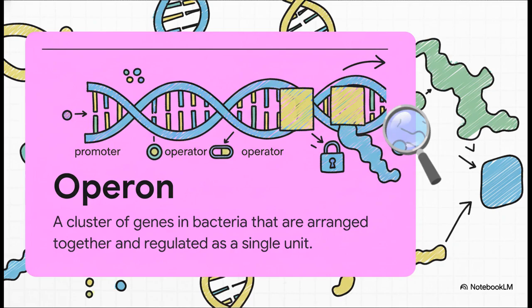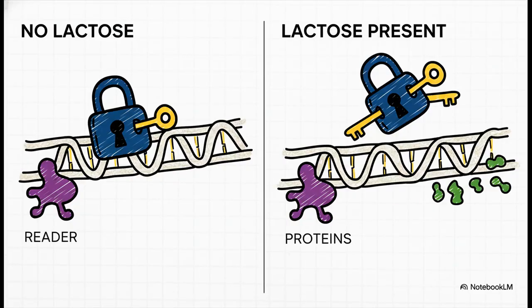In bacteria, for example, genes that are all needed for the same job are often grouped together in a handy little unit called an operon. This is super efficient because it means the cell can use a single switch to turn an entire production line on or off all at once. A classic example of this is the lac operon in E. coli bacteria.